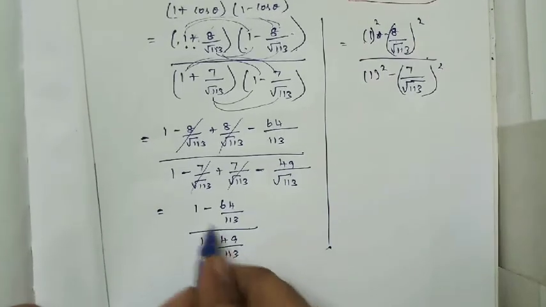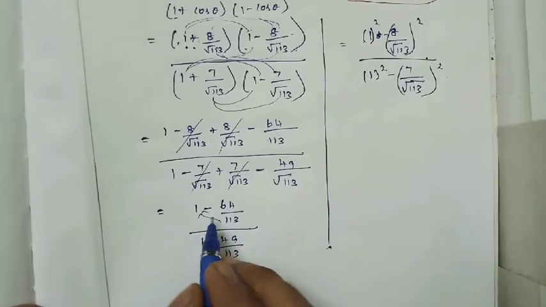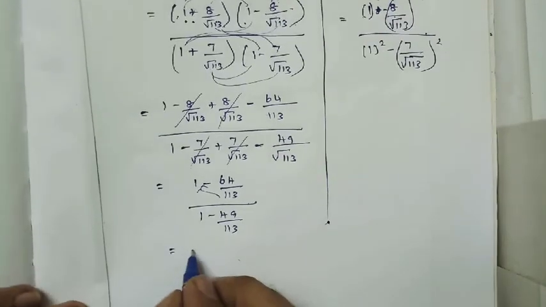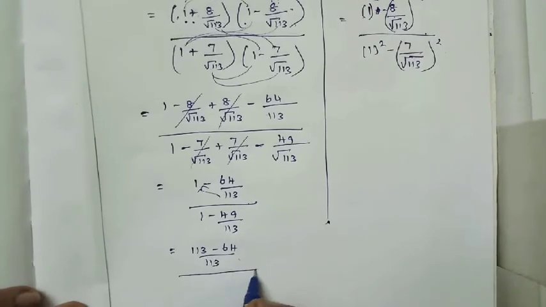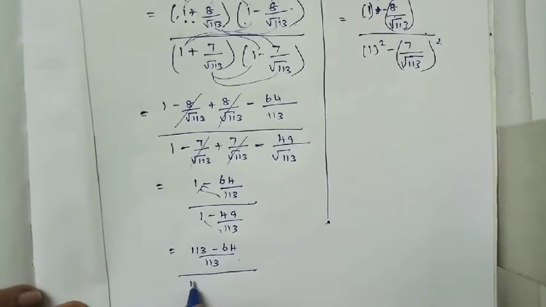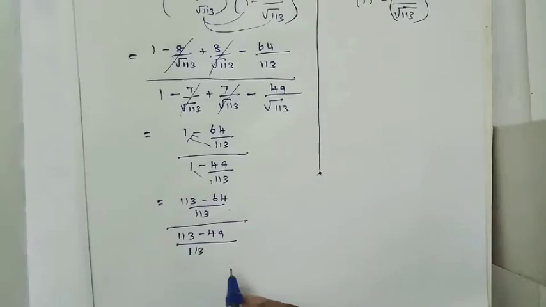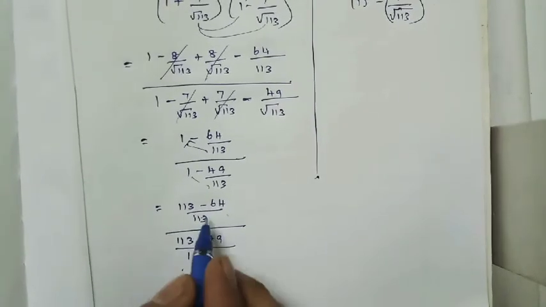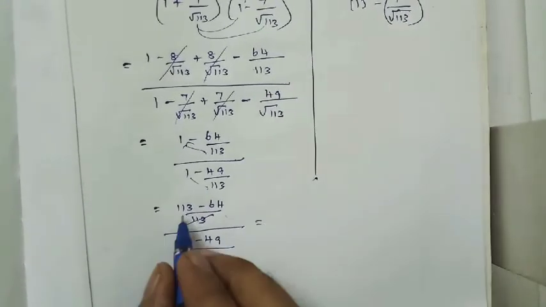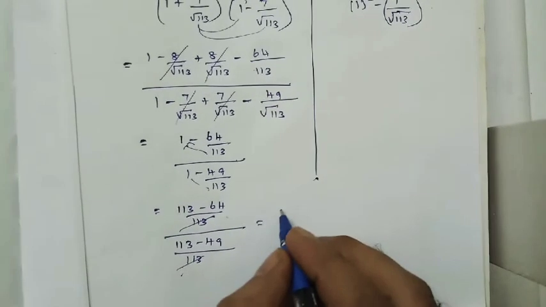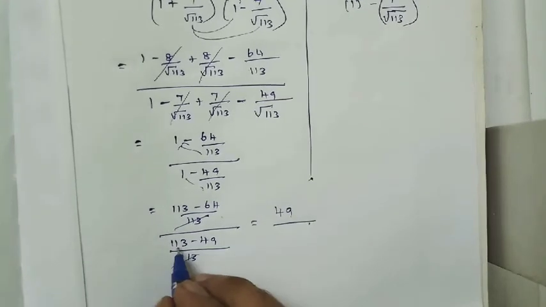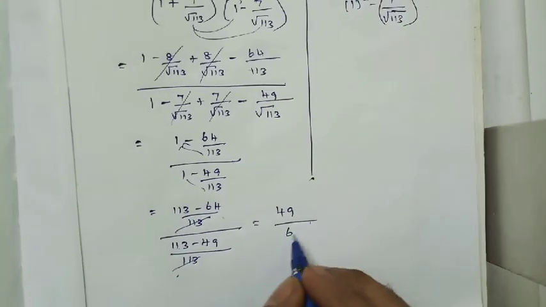Now we can do the cross multiply and after that simplify. So 113 minus 64 divided by 113, whole divided by 113 minus 49 divided by 113. Here the denominators are both the same, so they cancel. What is remaining? 113 minus 64 is 49, divided by 113 minus 49, which is 64.